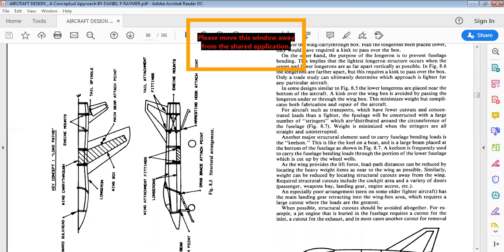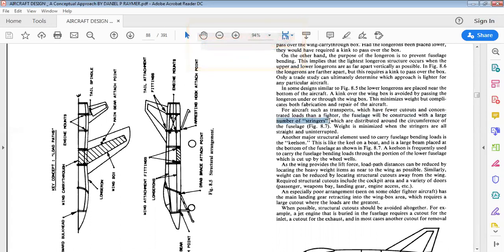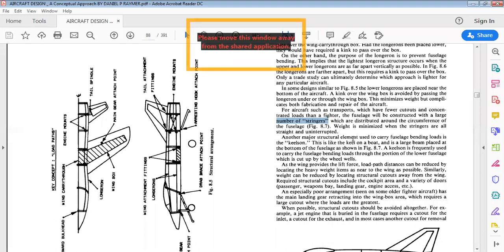Also, for aircraft such as transporters, which have fewer cutouts and concentrated loads, the fuselage will be constructed with a large number of stringers. You can see the stringers. The people who are going to design a fuselage, please make a note of it. They have a number of stringers distributed around the circumference of the fuselage. The circumference is the total length around. Weight is minimized when the stringers are all straight and uninterrupted.